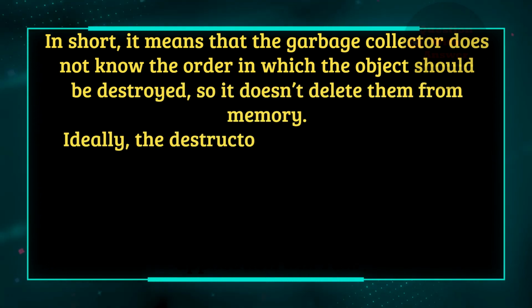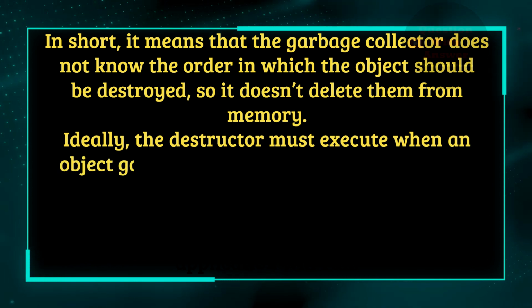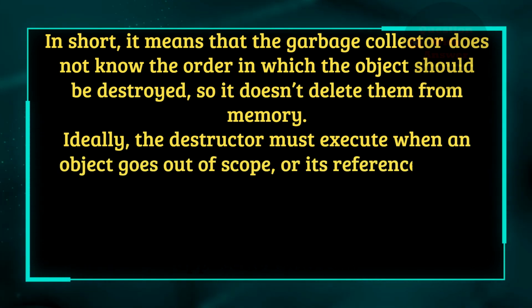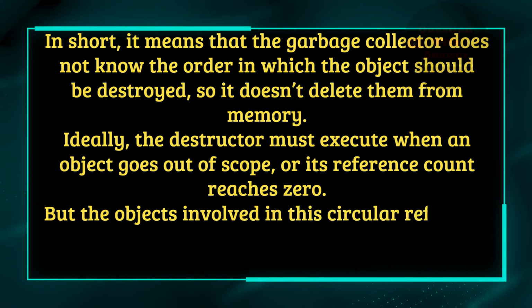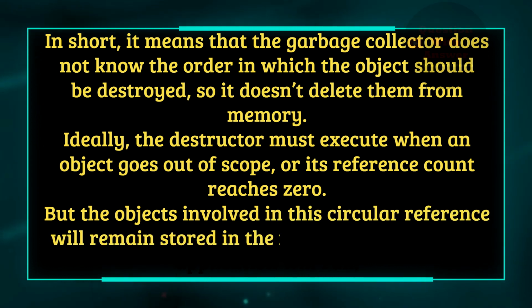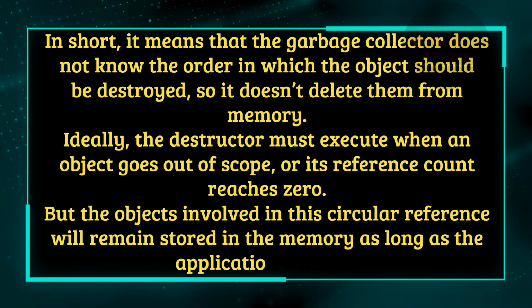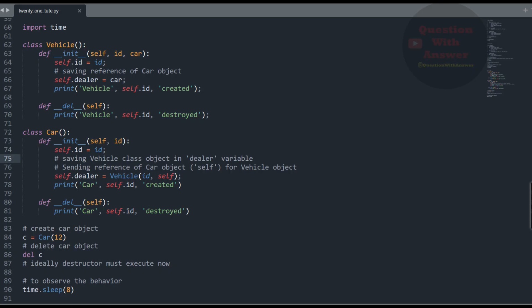Ideally, the destructor must execute when an object goes out of scope, or its reference count reaches 0. But the objects involved in this circular reference will remain stored in memory as long as the application runs. In this example, ideally, both vehicle and car objects must be destroyed by the garbage collector after they go out of scope. Still, because of the circular reference, they remain in memory.